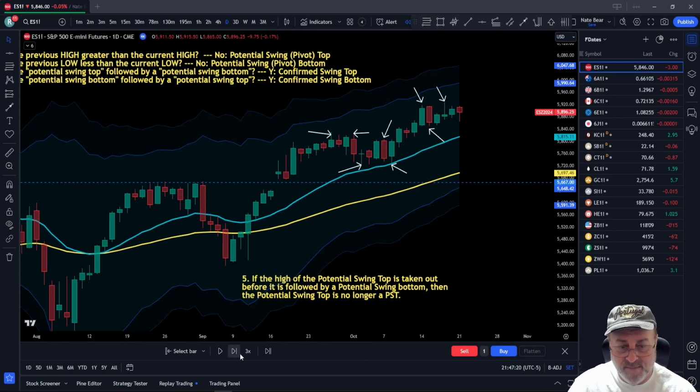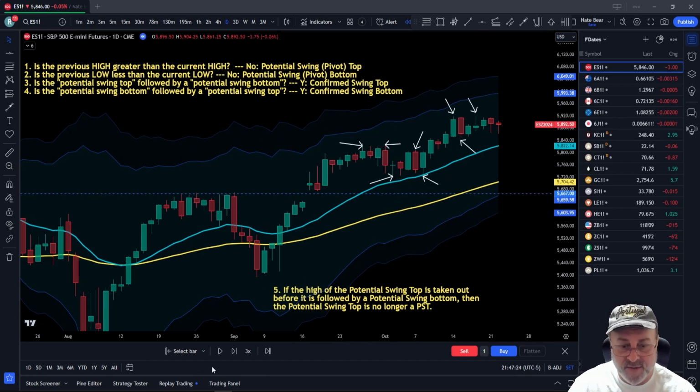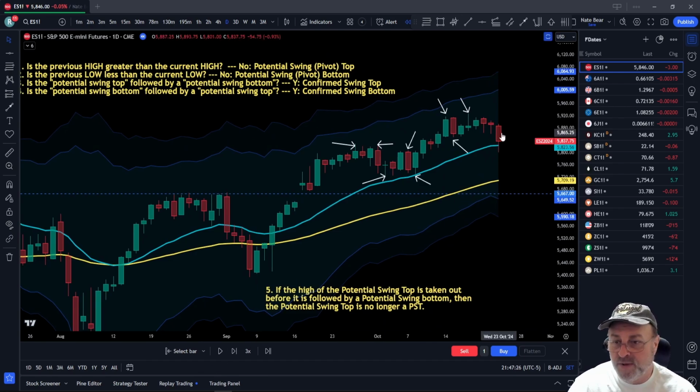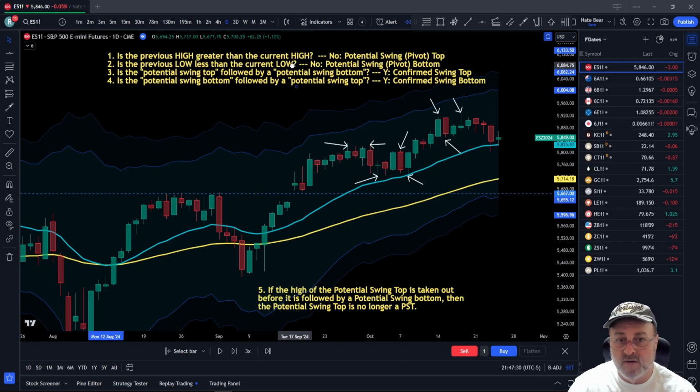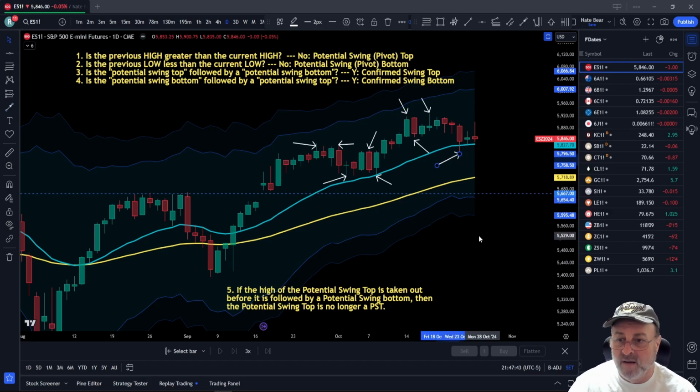Potential swing bottom. We have a new potential swing bottom. We have a new potential swing bottom. We just keep going. Inside bar, no change. Okay, we now have a new potential swing top following a potential swing bottom. That confirms that as a swing bottom.